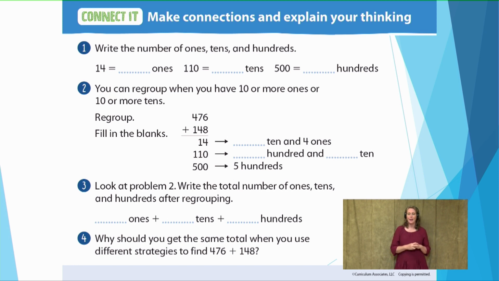So looking at problem 2, we can write the total number of ones, tens, and hundreds after regrouping. After we regrouped, how many ones did we have? That's right, we had 4 ones. And then how many tens did we have? We had 2 tens, and then we had 6 hundreds because we regrouped and we got the answer of 624. All right.